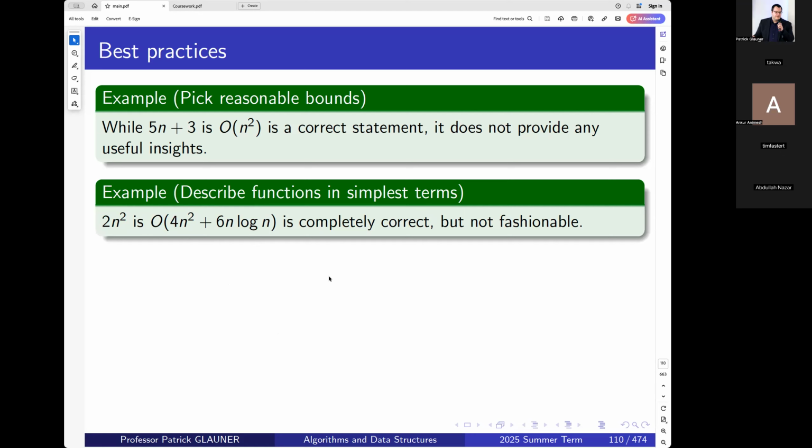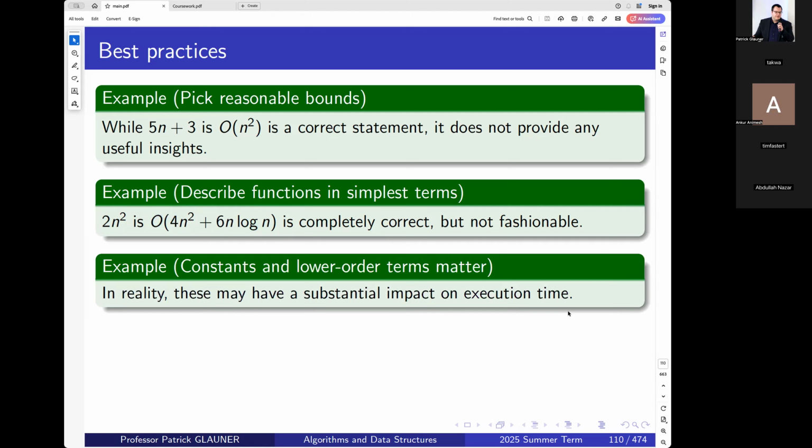That is true, but it really, again, does not provide any reasonable insights and doesn't look fashionable. So if you have something like 2n squared, you would say it's O of n squared and not something like this. It's correct, but not fashionable. Now it looks like we can just ignore lower order terms and constants. We do this in our framework, but eventually they still have impact on the execution time.